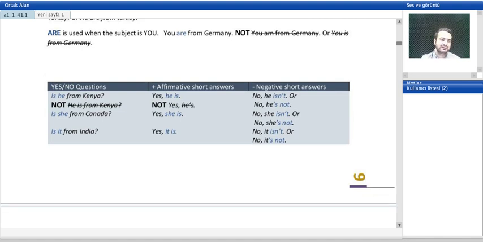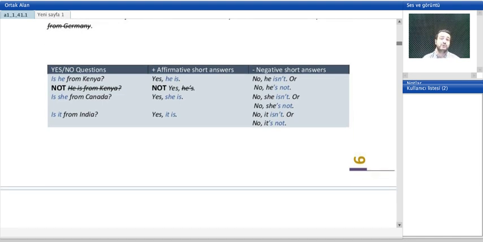Now, let's take a look at this table for making questions. Just like Unit 1A, we just have to reverse the place of he and the verb be to make a question. Is he from Kenya? Yes, he is, for the short answer to the question. And we have no, he isn't, or no, he's not for the negative short answer. So this is how you get it done.